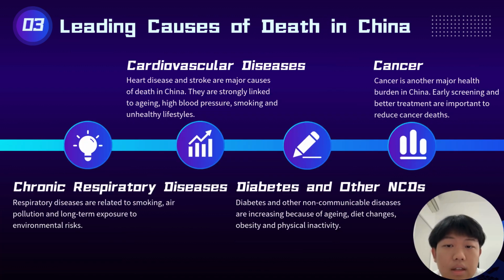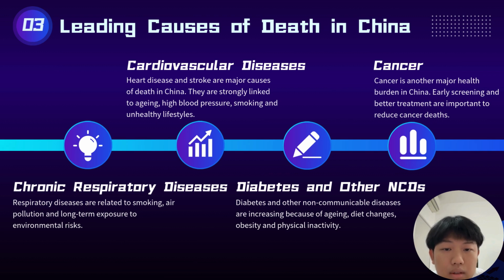In these slides, it shows the leading causes of death in China. Today, China's main health burden comes from non-communicable diseases, also called NCDs. These are long-term diseases that are usually not spread from human to human. The first major cause is cardiovascular disease. This includes heart disease and stroke. These diseases are strongly related to aging, high blood pressure, smoking, and unhealthy lifestyles.